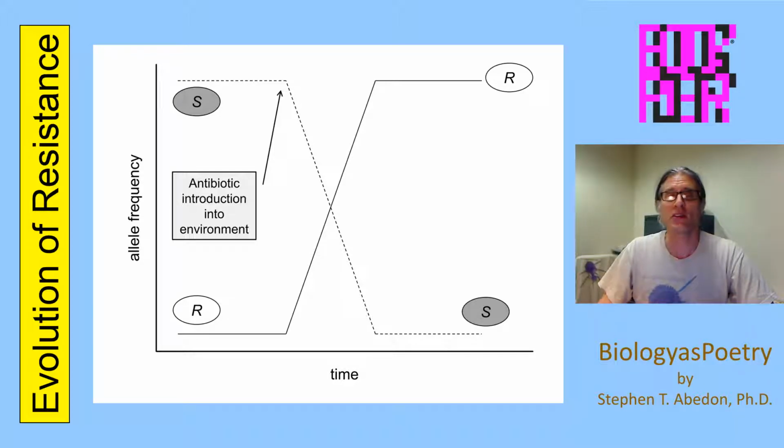This figure is just showing the absolute basics of resistance evolution. You have a population, it's sensitive to whatever it is that the population is going to be exposed to. For convenience, we'll just call it an antibiotic. Within this population, you may or may not have individuals that in fact are resistant to that antibiotic.